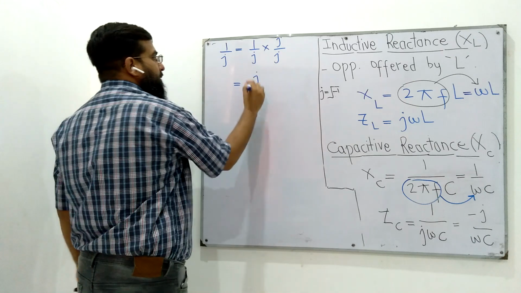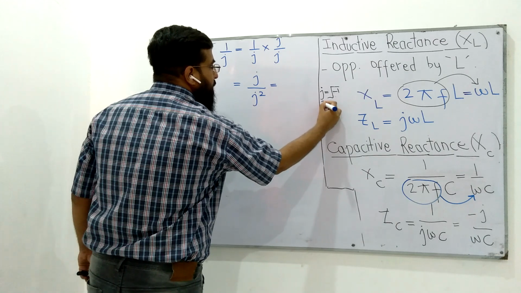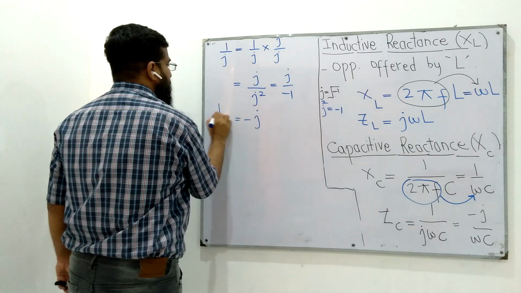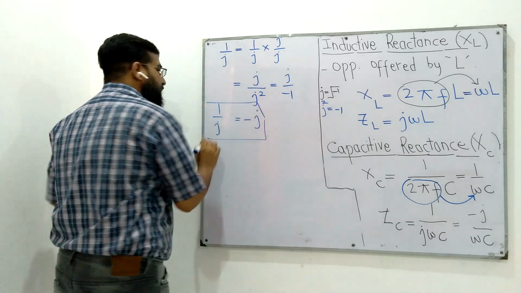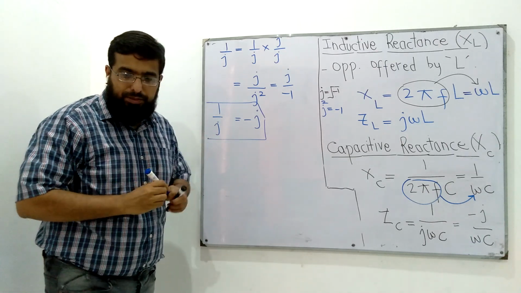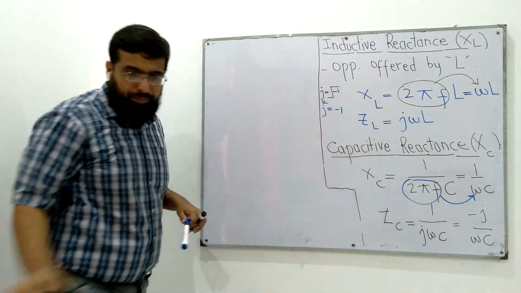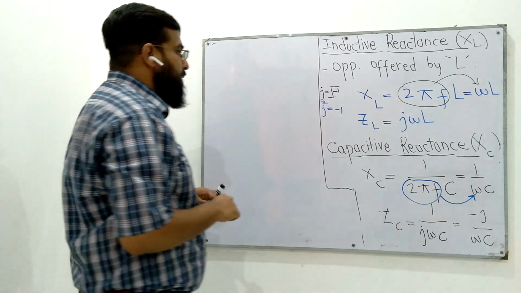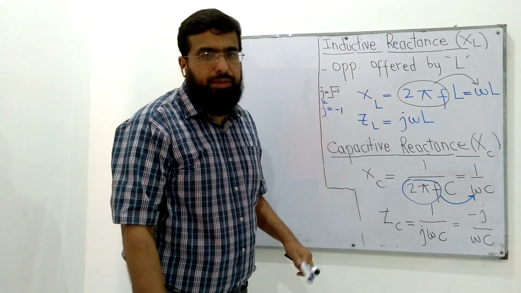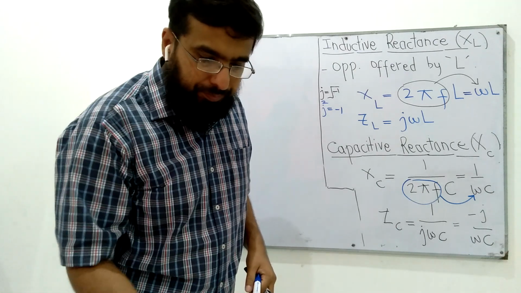so the fraction remains the same. It becomes j squared. Since j is square root of -1, squaring j results in -1. So this is j over -1. This is minus j. So 1 over j is minus j, or 1 over iota is minus iota, as we studied in our earlier classes. And then an impedance can be a combination of a resistor, inductor, or a capacitor, or any two of these three quantities: resistor, inductor, and capacitor.